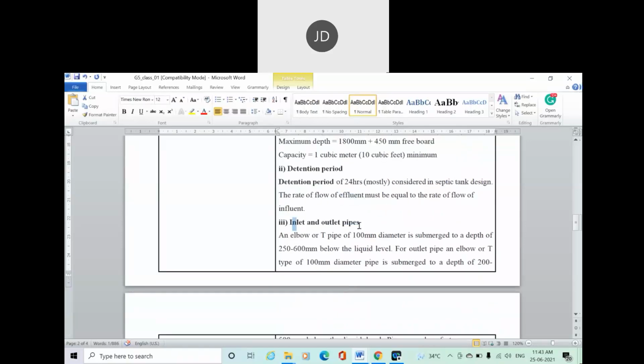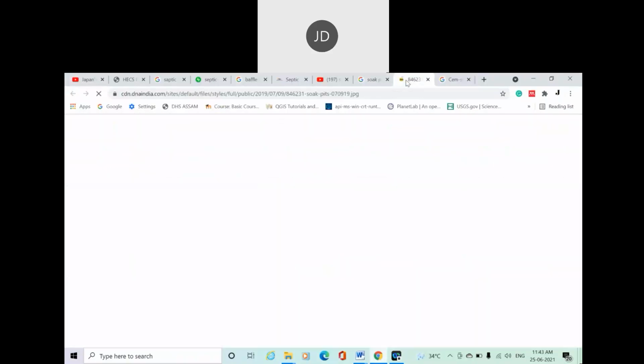Next, let's discuss the inlet and outlet pipe. Even here in the diagram, I'll show you where the diagram is.